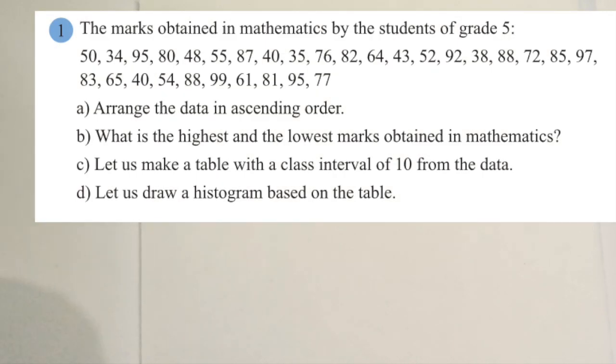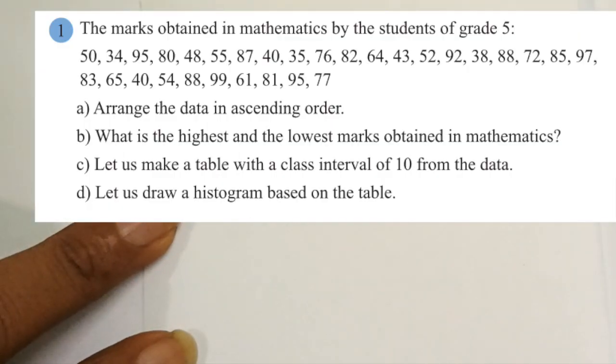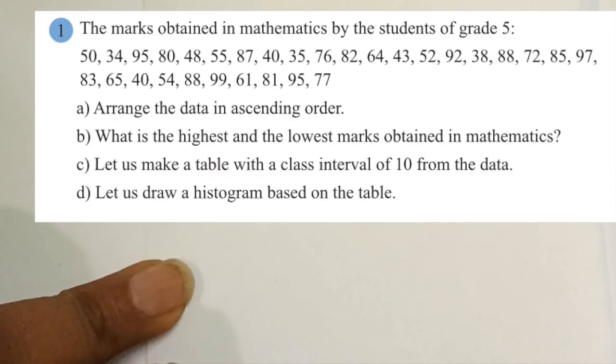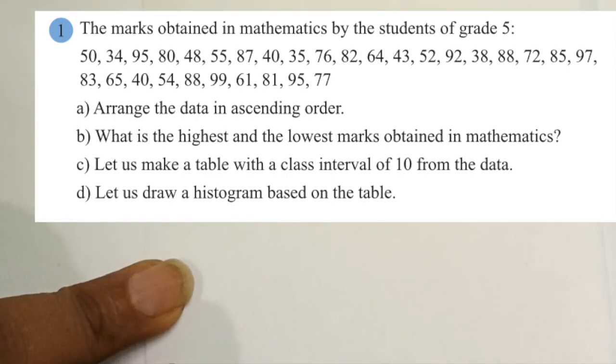English version, class 5, chapter 9, number 1. Number 1, the marks obtained in mathematics by the students of grade 5: 15, 34, 95, 80, 48, 55, 77. Sub number A: arrange the data in ascending order.